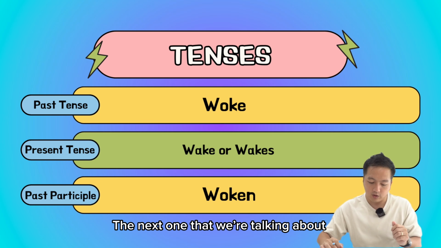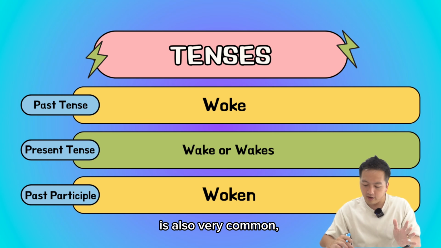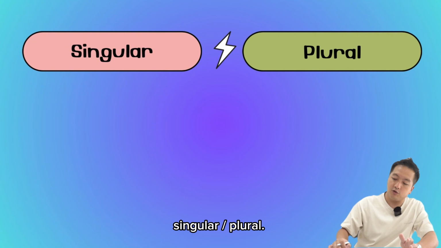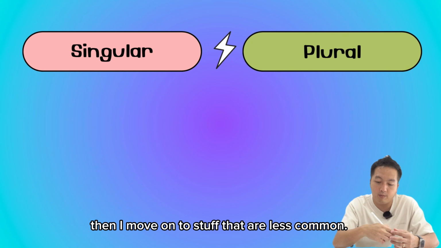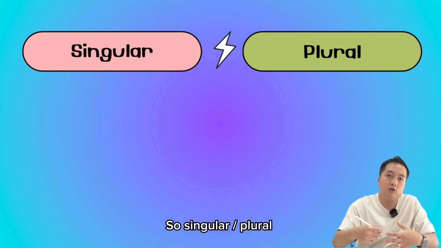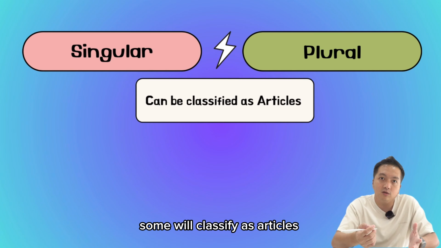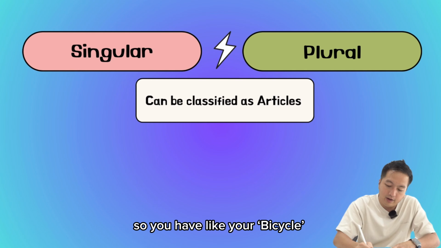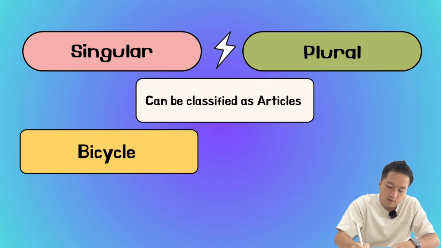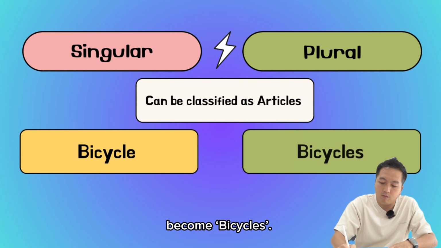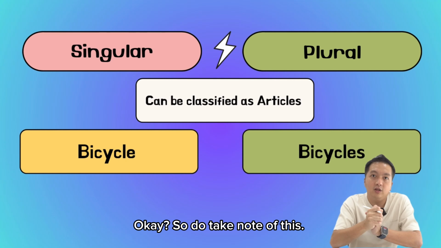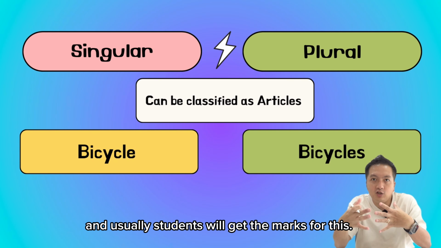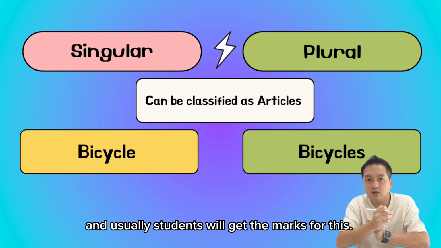The next one that we're talking about is also very common, singular plural. So I start off with the common ones, then I move on to stuff that are less common. So singular plural, some will classify as articles. So you have like your bicycle become bicycles. Okay, so do take note of this. This is quite easy to pick out, and usually students will get the marks for this.